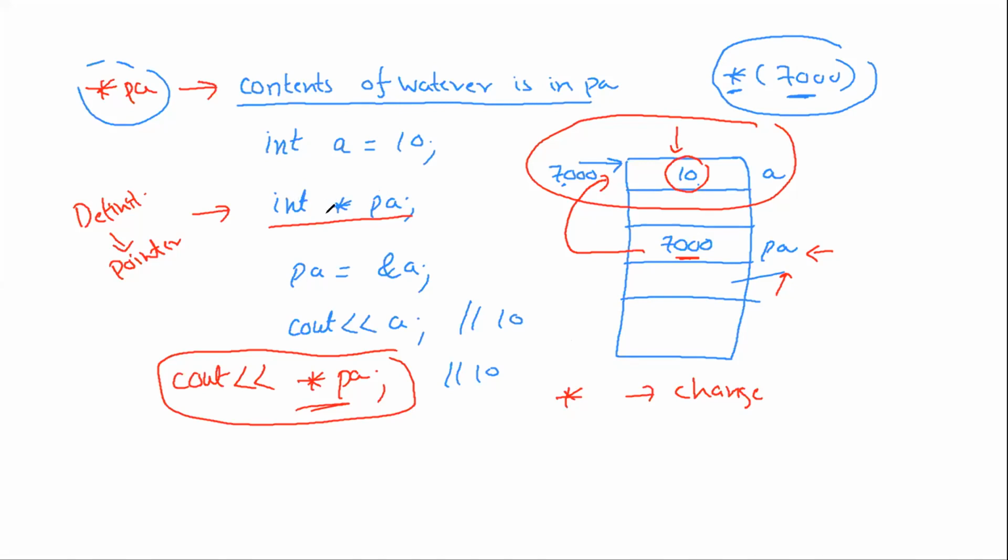That's it. But later on in your program, if the same symbol appears with a pointer variable, PA, you have to read it in a different way. You read it as contents of whatever is in PA. To simplify with an example, I can write it as contents of 7,000, because PA has 7,000. It is simply telling you, go to address 7,000, pick whatever the value is there. So contents of 7,000 is 10, and that's why this statement is equivalent to 10.